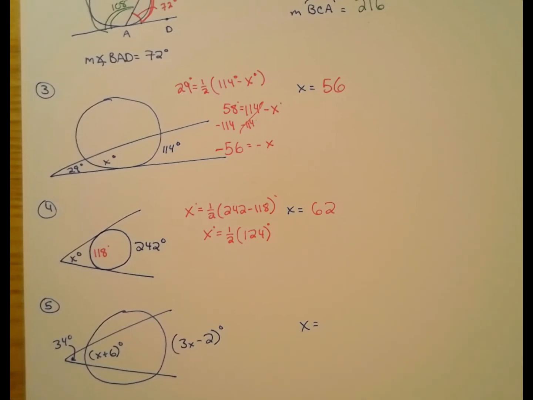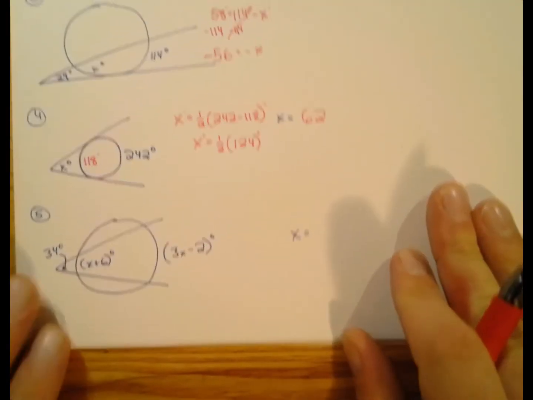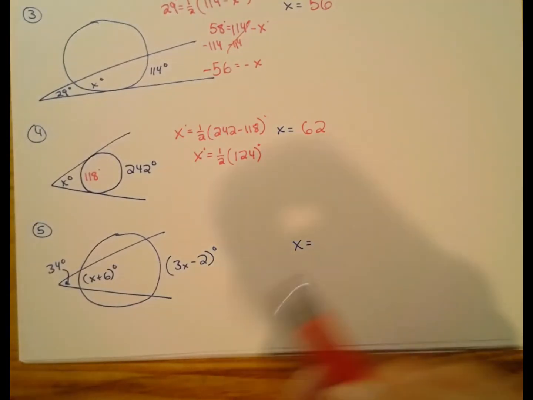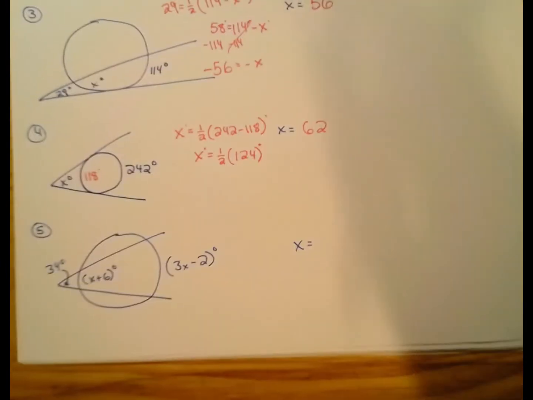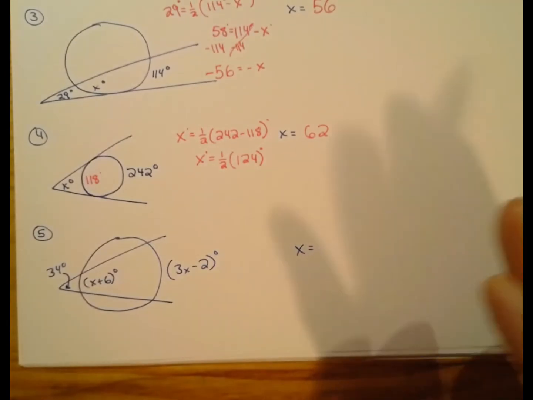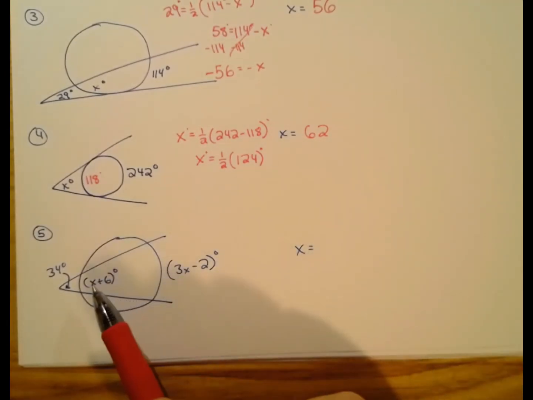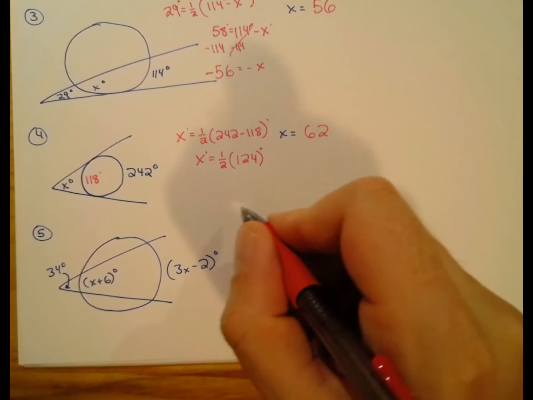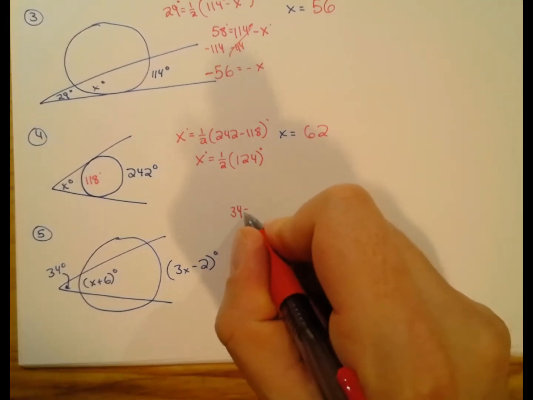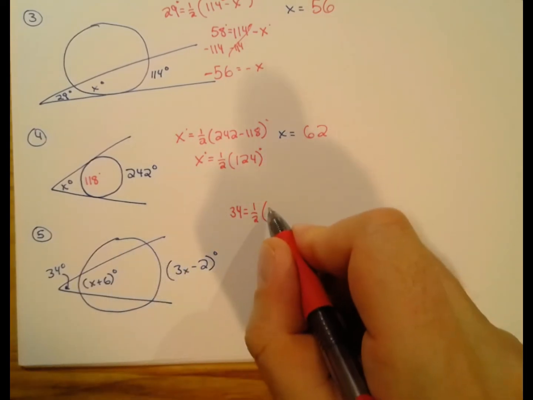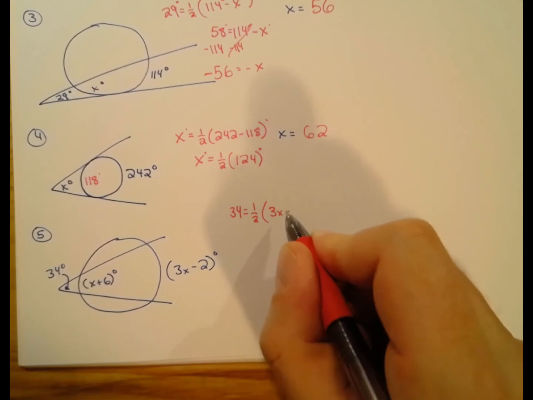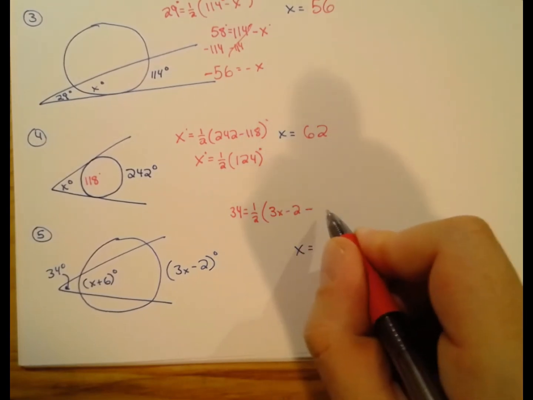And then lastly, save the funnest one for last. It's pretty much the same theorem that we just did in the last two examples. The exterior, I keep saying exterior angle because it's outside the circle. It's not technically an exterior angle, it's just an angle outside the circle. The angle outside the circle is equal to half the difference of the interior.